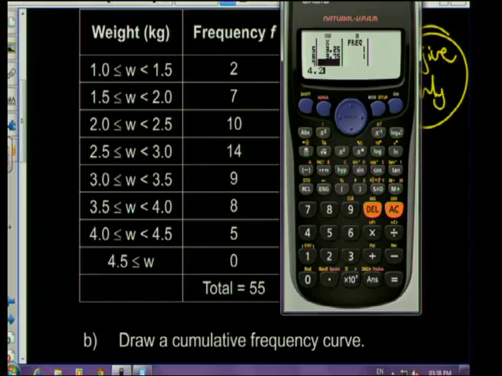Enter that. The next thing says above 4.5, but there's nothing there. So I actually don't need that. That was unnecessary. It's irrelevant information.